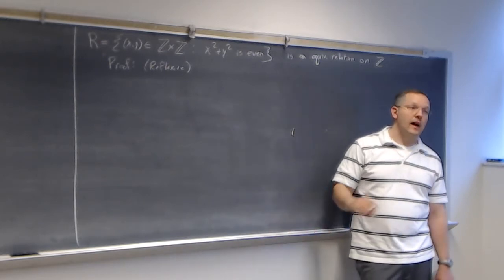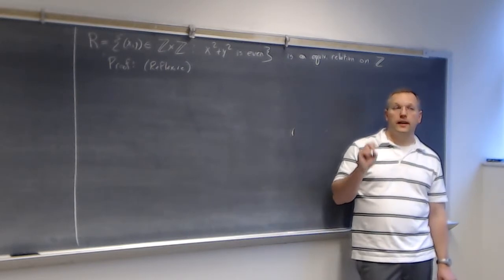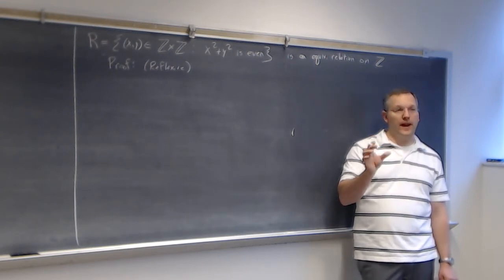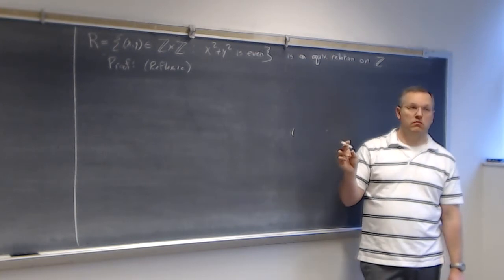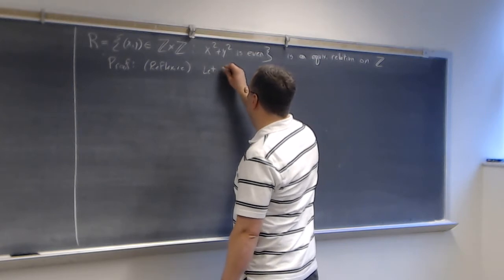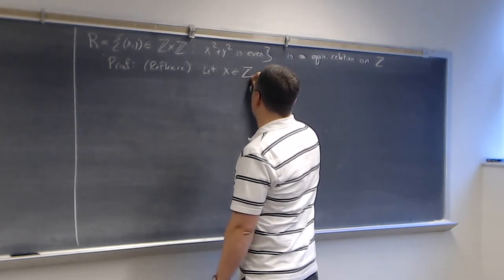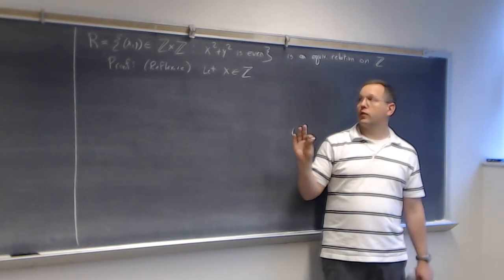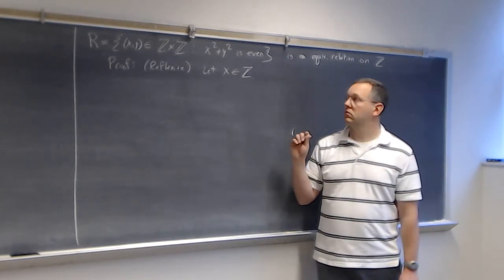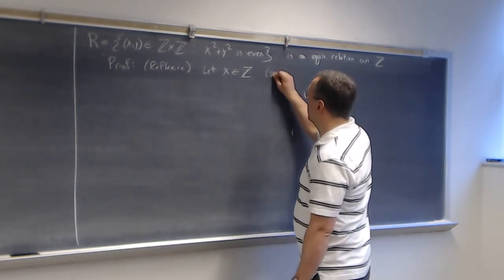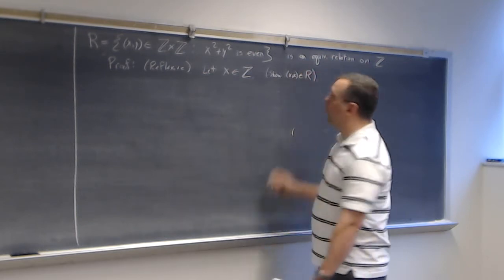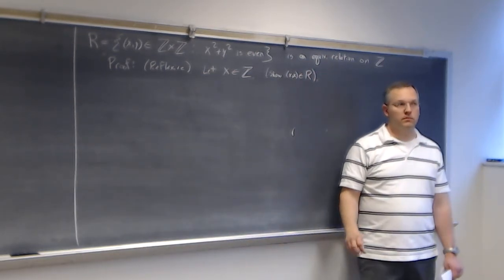To show that it's reflexive, I have to take any arbitrary integer x and show that the ordered pair (x,x) is in this set. So I'm going to let x be an integer. I'll have shown it's reflexive if I can show that (x,x) is in this relation. That's my goal, to show this is reflexive. Any questions?